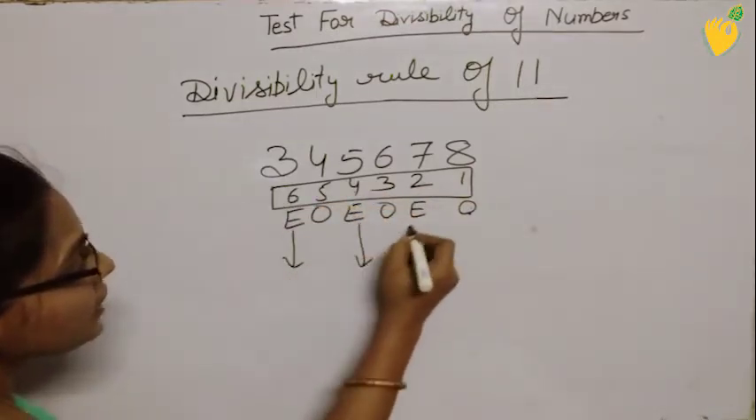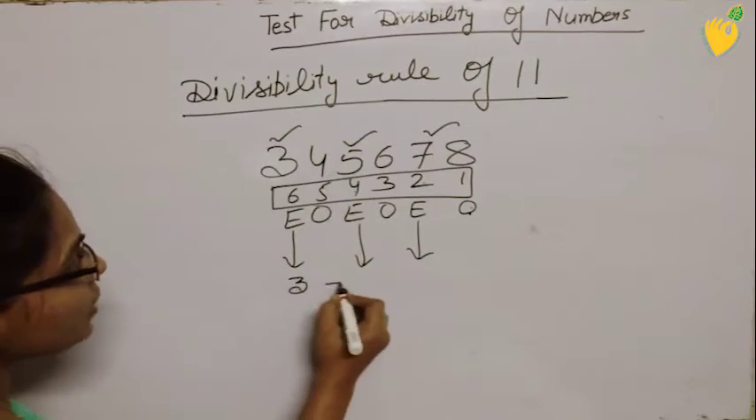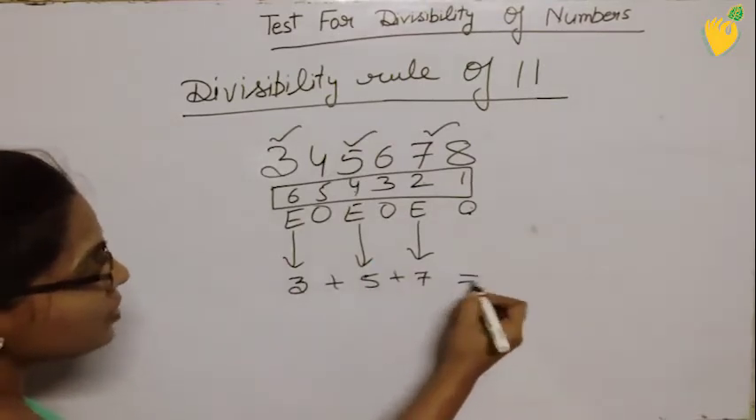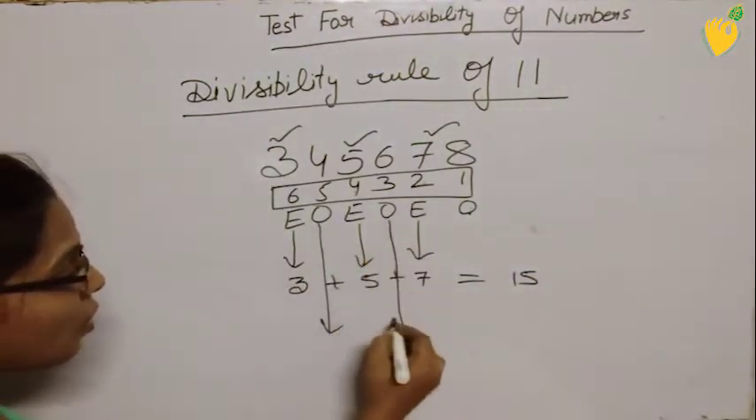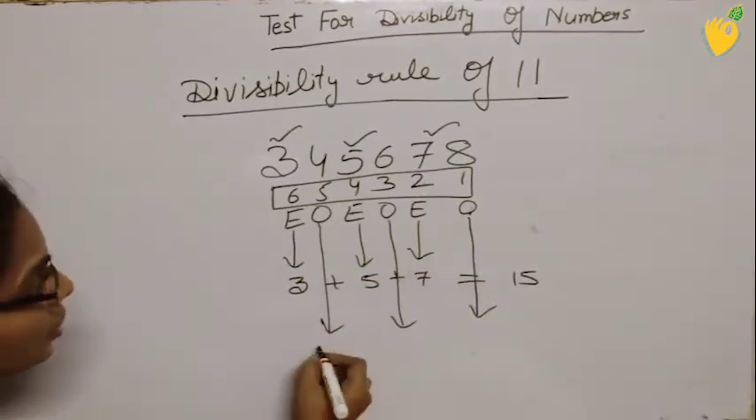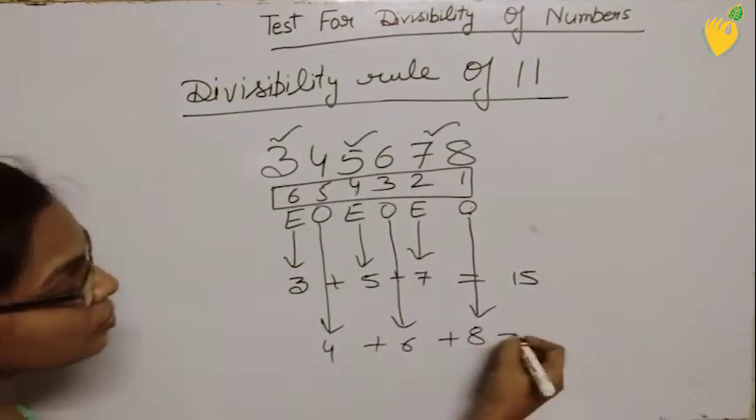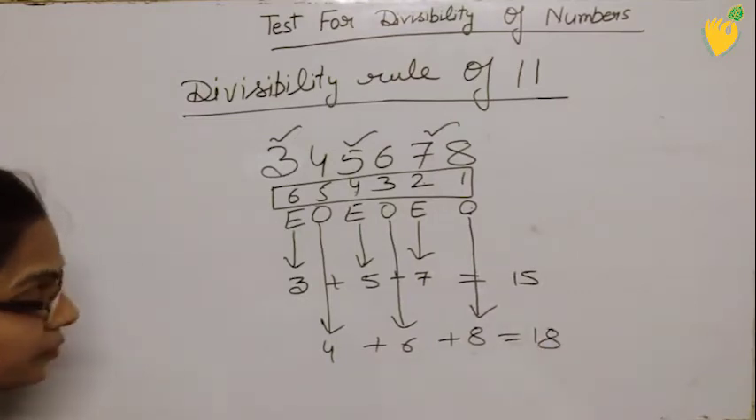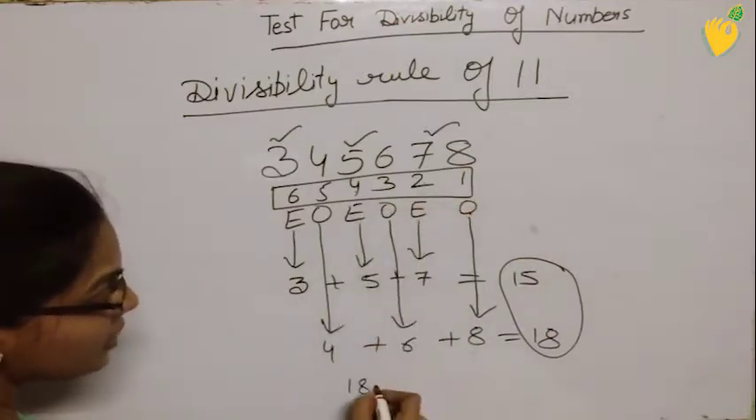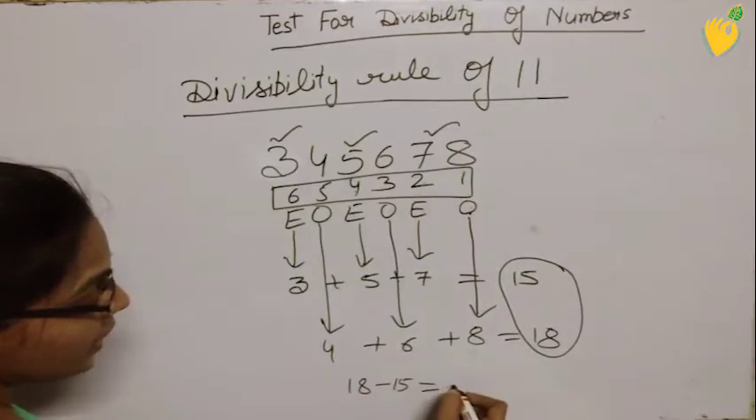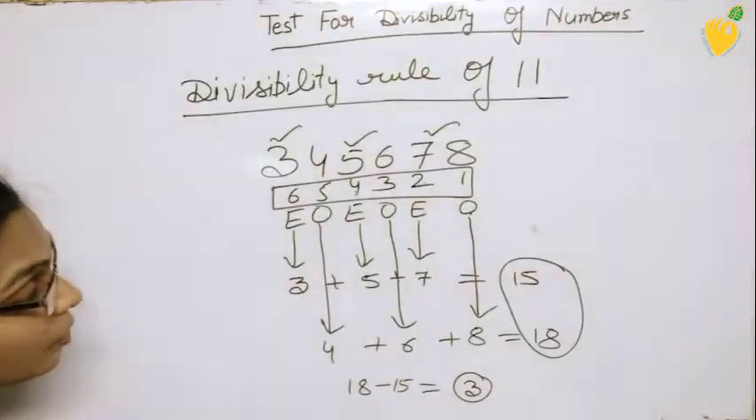So the digits at even places are, students, 3, 5 and 7. So you will add 3 plus 5 plus 7, which equals 15. And the digits at odd places are 4 plus 6 plus 8, which equals 18. And what you have to do finally is find the difference of the sum of the digits at odd places and even places. 18 minus 15 is 3, and 3 is neither 0 nor a multiple of 11.